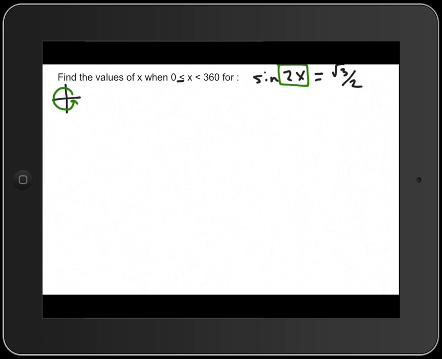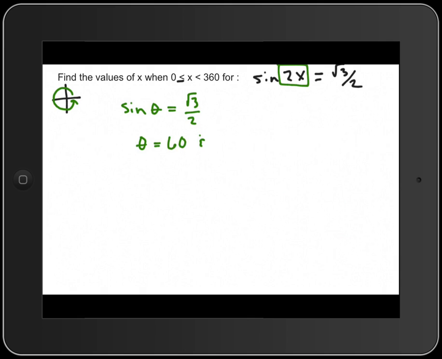Okay? In the unit circle, let's ignore this 2x for a moment, and let's just think about the sine of theta. And think about where does it equal root 3 over 2. Now, in the unit circle, that would happen when theta is, what, 60 degrees?